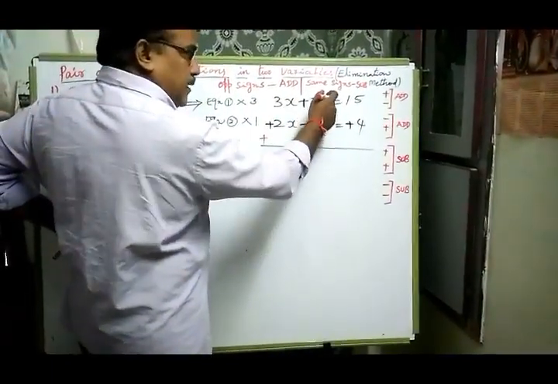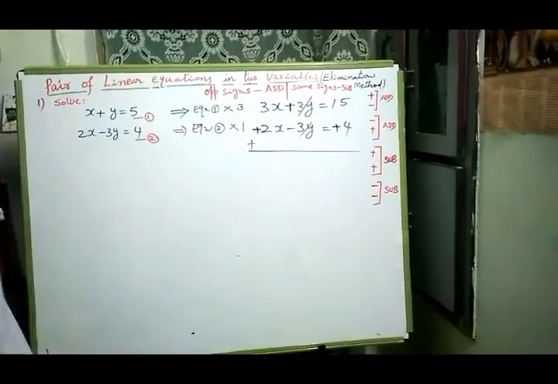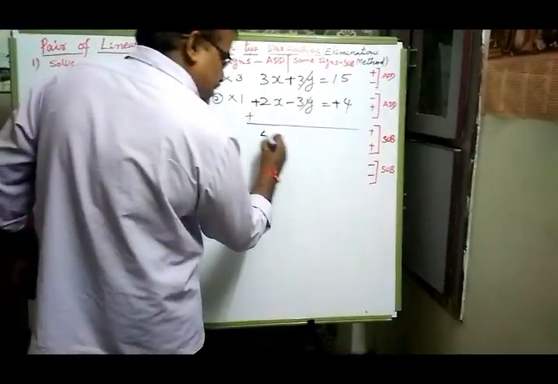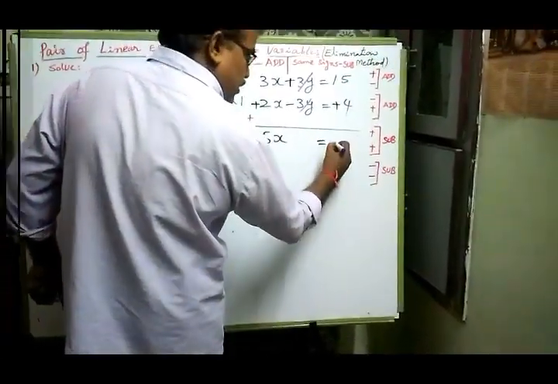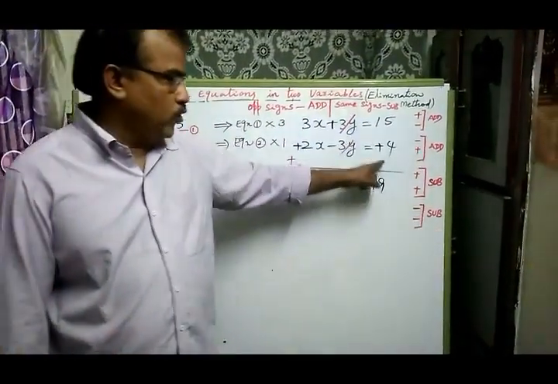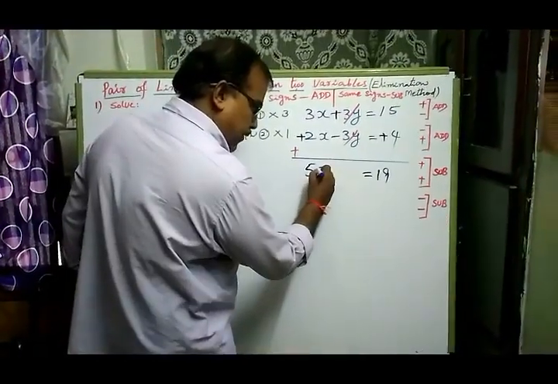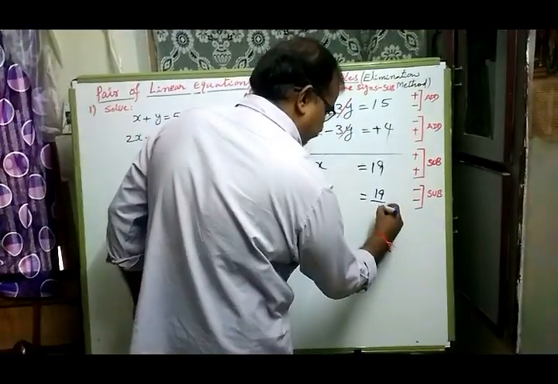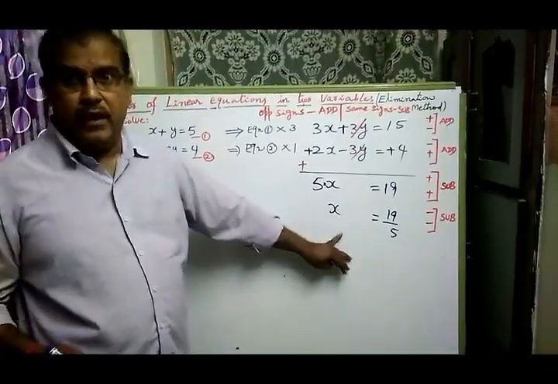Plus 3y minus 3y is 0. So 3x plus 2x is equal to 5x. 5x is equal to 15 plus 4, which is 19. So this is nothing but 5 into x. x is equal to 19 by 5. Transposing, the 5 will be divided by 5. Now I got the x value.